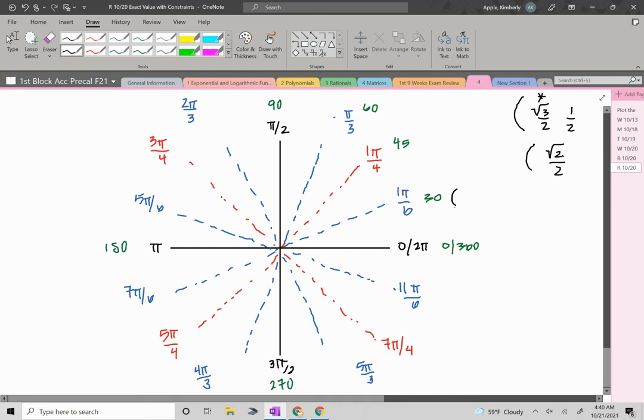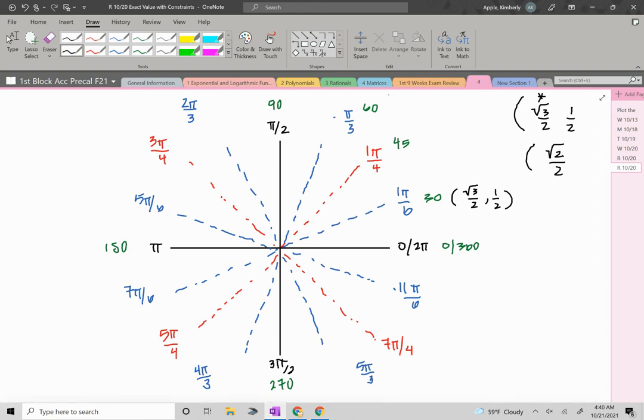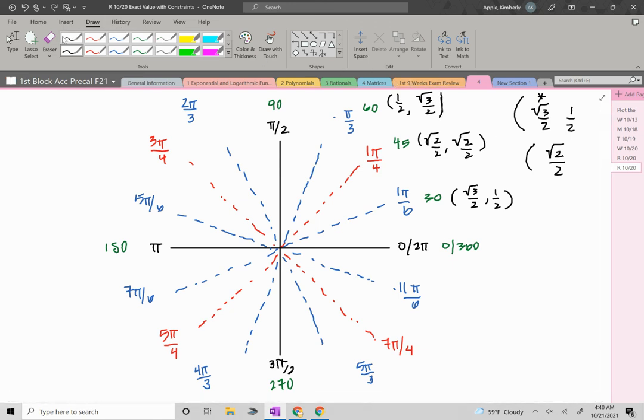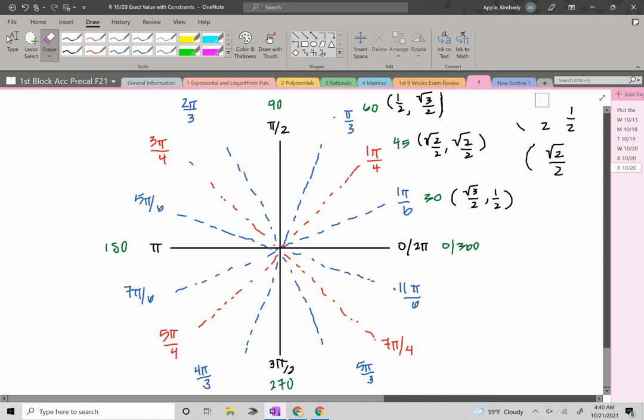longer than you go up on the 30, so you can remember that that's root 3 over 2, and this is 1/2. And so this one will just be reversed, 1/2, root 3 over 2. And we know that this one is just root 2 over 2, root 2 over 2. And once you get those first quadrant ones done, all the rest are exactly the same, except for the signs, and especially for these matching reference angles.